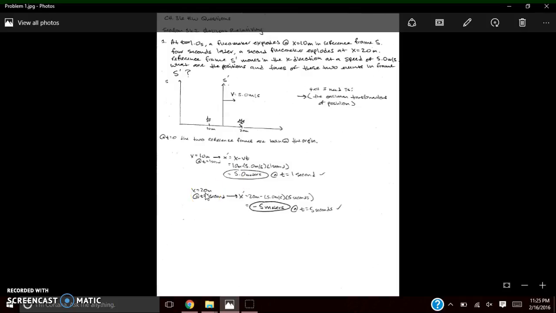I do the same thing for the second event, which occurred 4 seconds later, so it happened at time equal 5 seconds. Like I said, in reference frame S, x is equal to 20 meters at time equal 5 seconds, because it's 4 seconds later than 1 second. x prime is equal to 20, plugging into the same Galilean transformation of position, 20 minus 25. So with respect to reference frame S prime, the second firecracker exploded at -5 meters. And that's it.